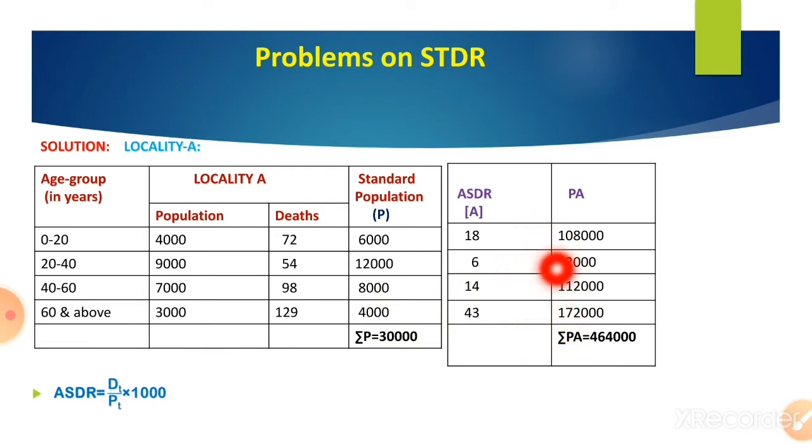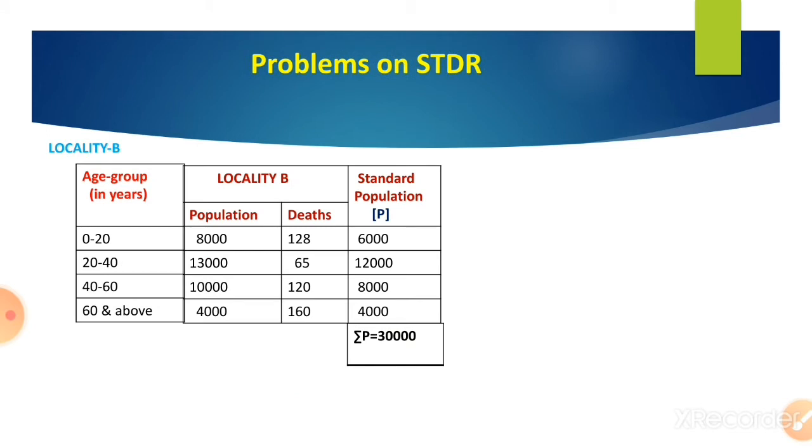After finding this, we want the summation of these. Therefore, summation PA total is 4,64,000. As we know, the formula of STDR of locality A is summation PA divided by summation P. Now you substitute the values. Here summation PA total is 4,64,000 and summation P total is 30,000. So after finding this, STDR of locality A is 15.47.